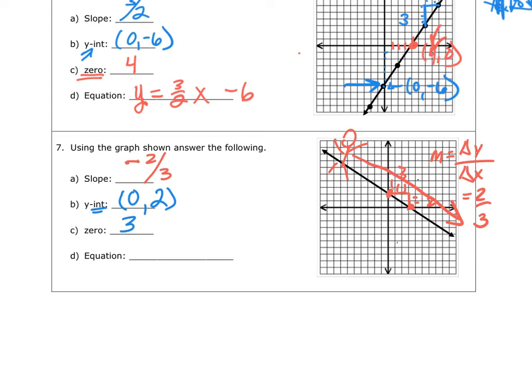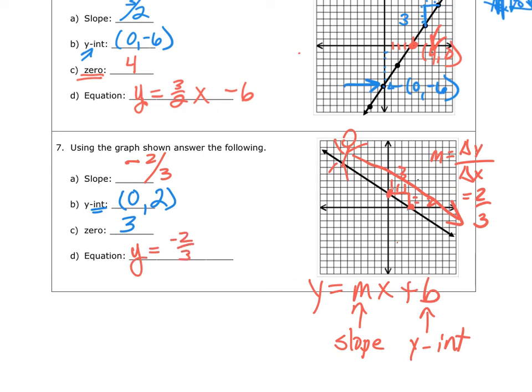So my equation in slope-intercept form, remember slope-intercept form is y equals mx plus b, and it's called slope-intercept because it's the slope and the y-intercept that we use to create that. So I would just say y equals negative 2/3 x plus 2.